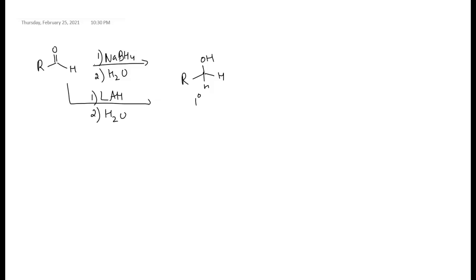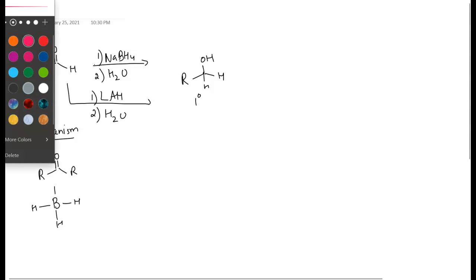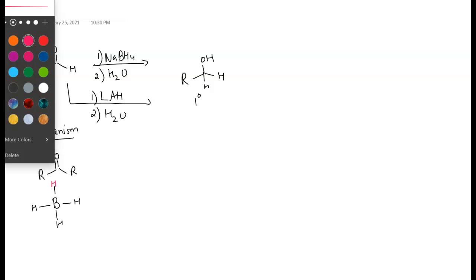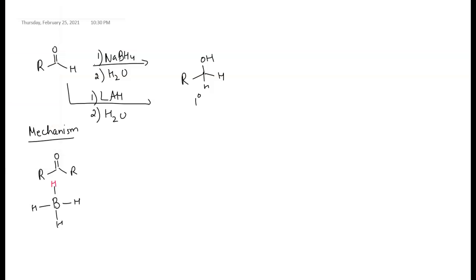Now let's look at the mechanism of this reaction. Let's take an example of a ketone here, R double bond O R, and if I use sodium borohydride, I can draw it like this, BH H. Now I'm going to use a different color here to show the hydrogen that's on the borohydride. The reaction is where the hydride attacks this carbonyl carbon, forming a tetrahedral intermediate.